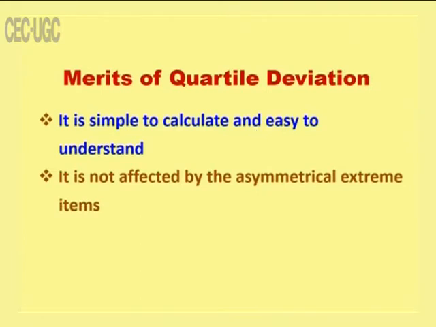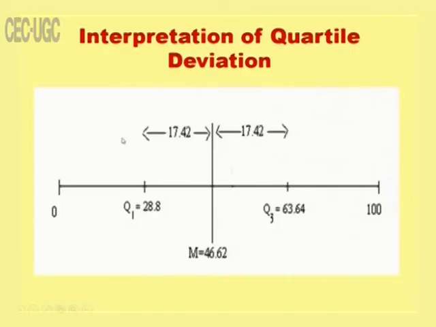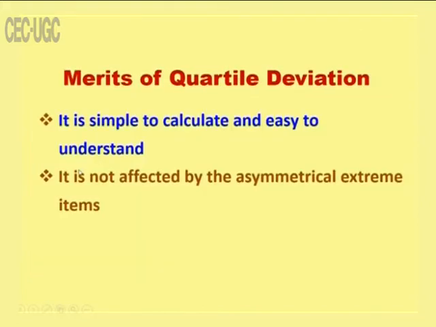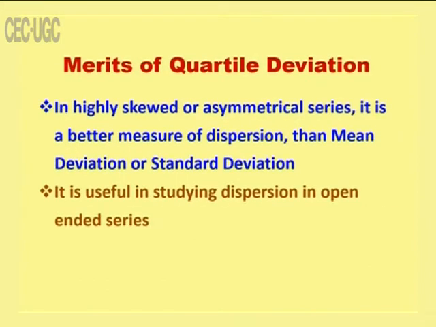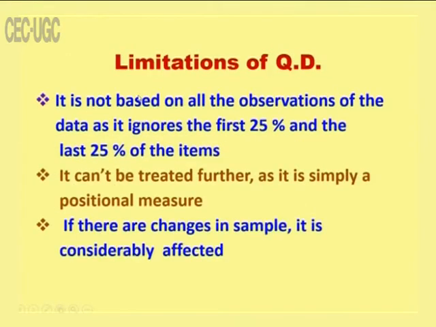And now, what are the merits of quartile deviation? It is simple to calculate and easy to understand. You look at the diagram, it is easy to understand, and it is not affected by extreme items. In highly skewed or asymmetrical series, it is a better measure of dispersion than the mean deviation or standard deviation, because in standard deviation we are squaring, and therefore the extreme values affect it very seriously, and that is not the case in quartile deviation. It is also useful in studying dispersion in open-ended series.